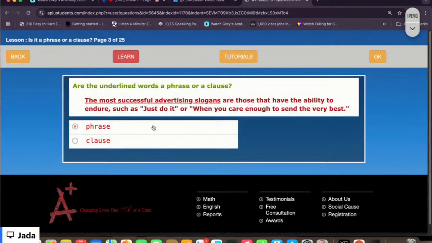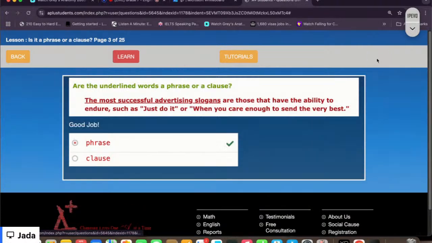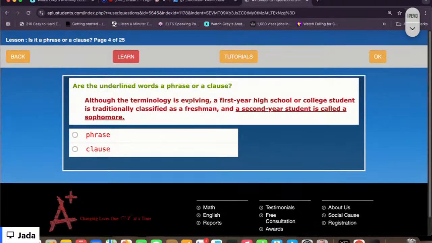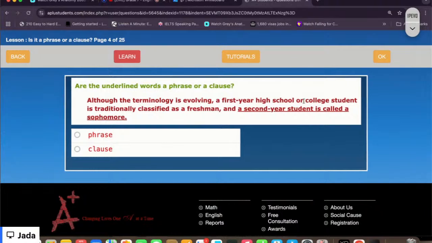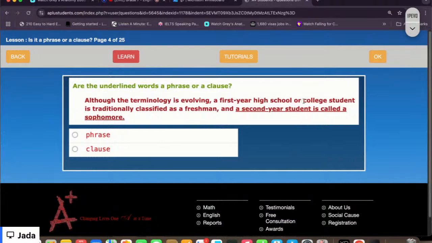All right, so we have what? The phrase. Okay, so this is a phrase. "Although the terminology is evolving, a first year high school or college student is traditionally classified as a freshman, and a second year student is called a sophomore." So, is it phrase or clause?